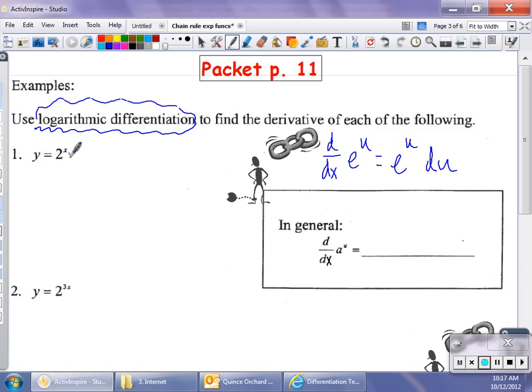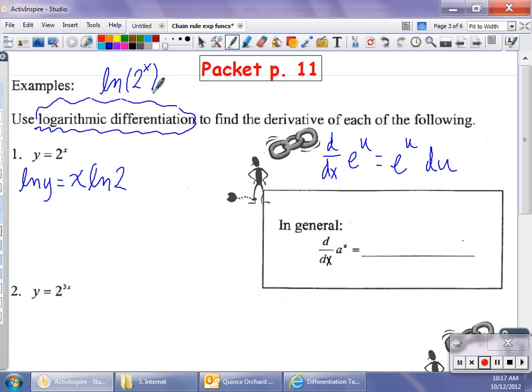So here we go. In problem number 1, I'm going to take the ln of both sides, so that would be the first step of the process. So I get ln of y. Using a log property, I can bring the exponent down, and I'll have x times the ln of 2. So I kind of did two steps in that process. I took ln of 2 to the x, and then the second step would be to use the log property to bring the power down.